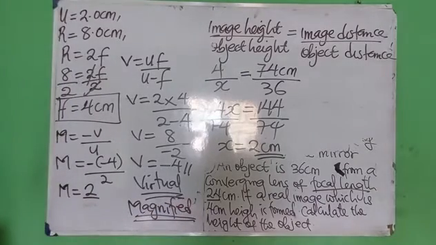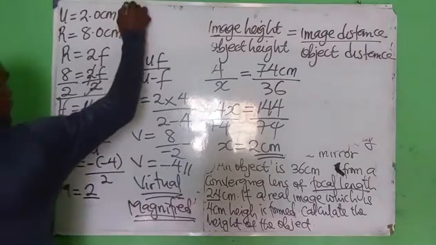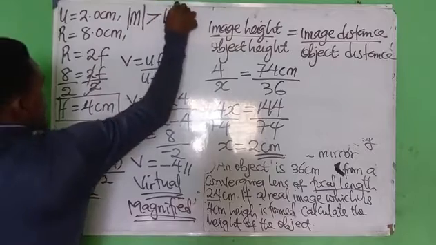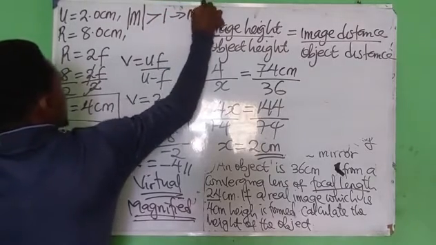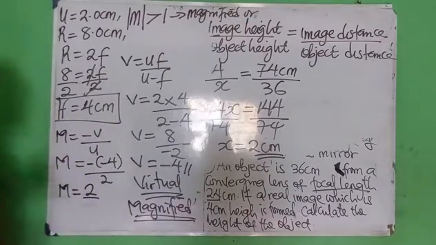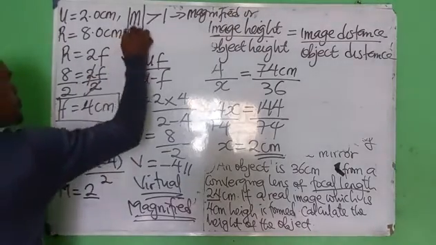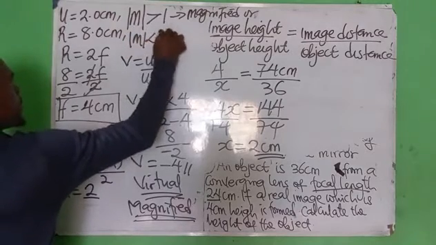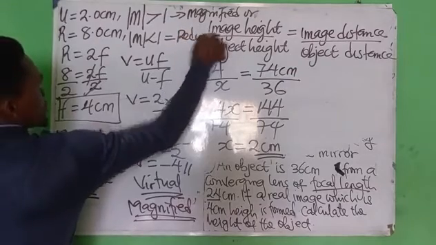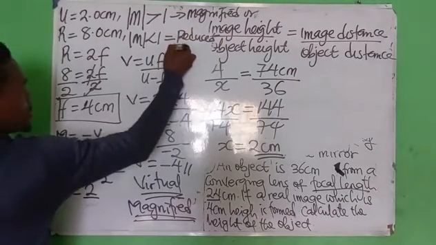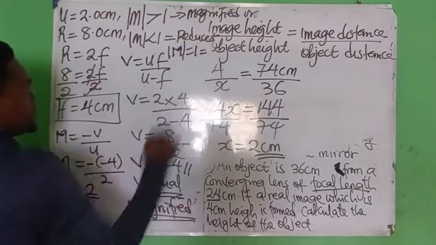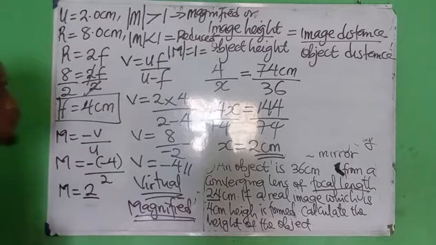How do we know all these things? Watch the first video I did: when the absolute value of magnification is greater than 1, it means that the image is magnified or enlarged. But when the absolute value of m is less than 1, the image is reduced or diminished. But if the absolute value of m is equal to 1, the image is real or true.